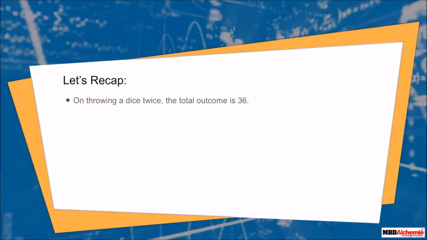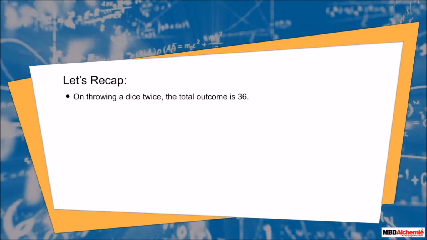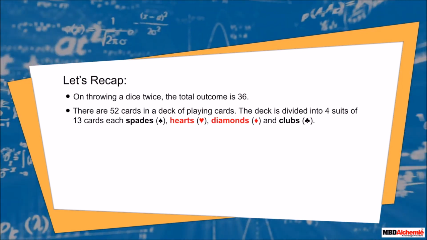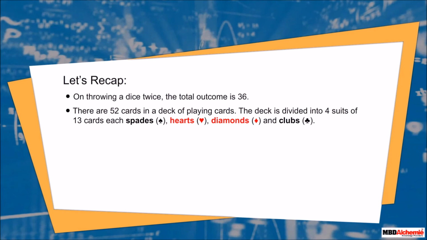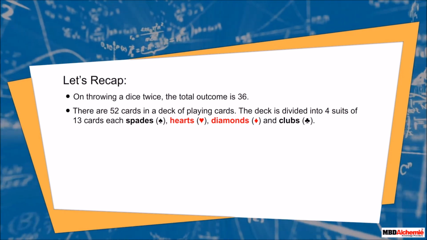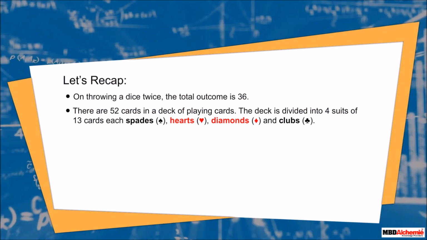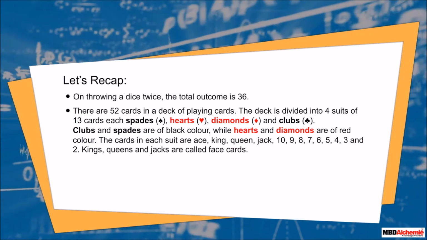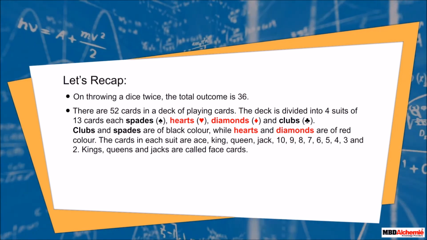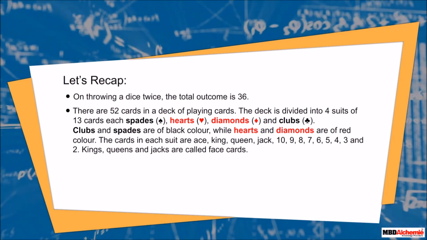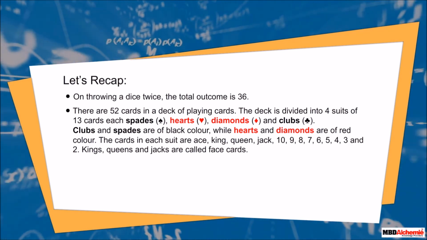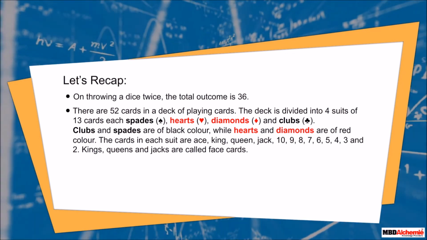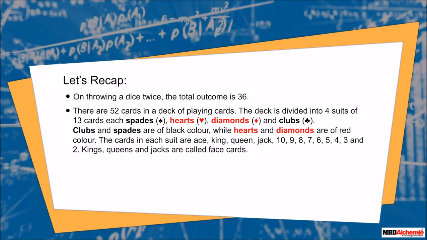Let's recap. On throwing a dice twice, the total outcomes is 36. There are 52 cards in a deck of playing cards. The deck is divided into 4 suits of 13 cards each: spades, hearts, diamonds, and clubs. Clubs and spades are of black color, while hearts and diamonds are of red color. The cards in each suit are ace, king, queen, jack, 10, 9, 8, 7, 6, 5, 4, 3, and 2. Kings, queens, and jacks are called face cards.